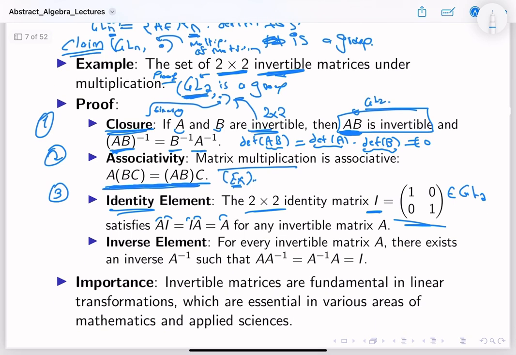So the next property that we need to check, or the next axiom that we need to check, is the existence of inverses. So we're gonna start, let A be in GL2, right? A 2 by 2 invertible matrix. And what would an inverse be of that?